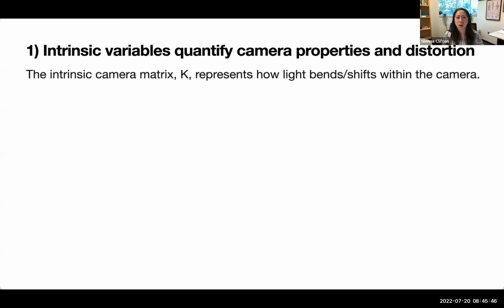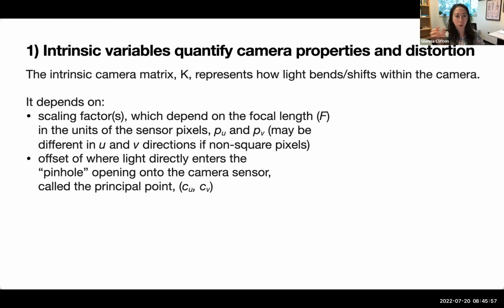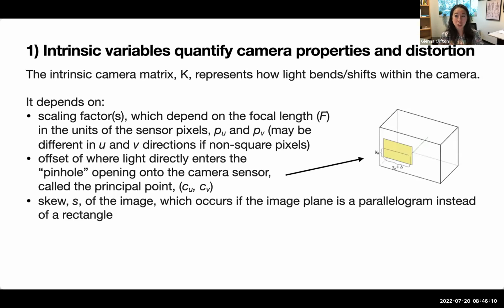Okay, so again, I'm not going to go through the whole derivation of this, but this intrinsic variable does measure scaling factors. So basically knowing the focal length versus the pixel size, the offset of where the light directly comes in the camera relative to the sensor, called the principal point, and also the skew of the sensor. So it may actually not be a rectangle, it could be a parallelogram. So all of those go into generating this matrix. I will leave it here for your reference in the future, but I will not go into any more detail now.